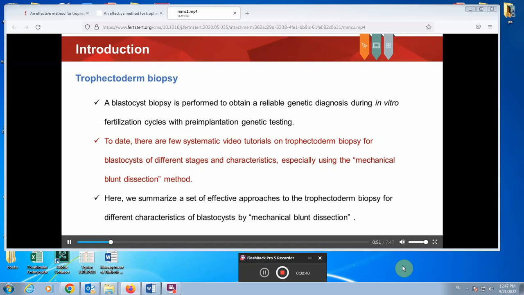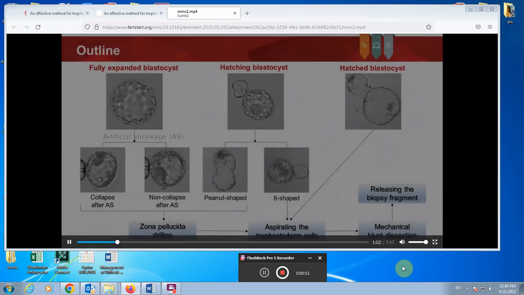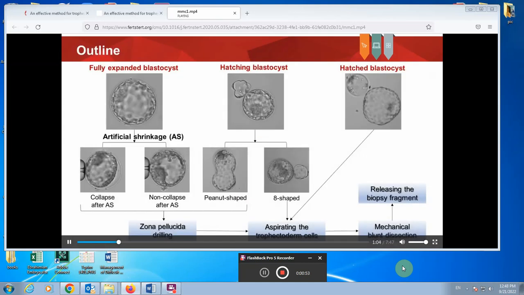Here, we summarize a set of effective approaches to the Trophoectoderm biopsy for different characteristics of blastocysts by mechanical blunt dissection. And now we will demonstrate the proven and safe method for Trophoectoderm biopsy performed on various blastocysts.